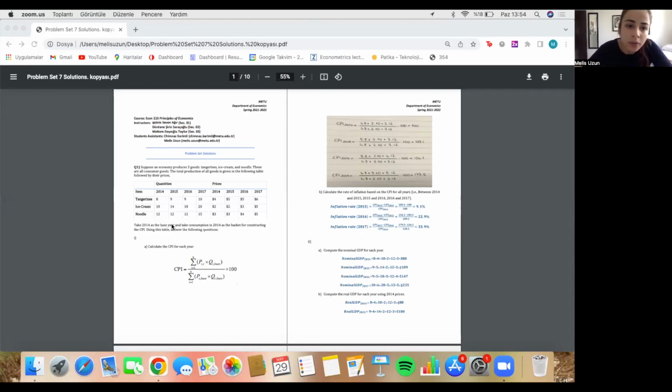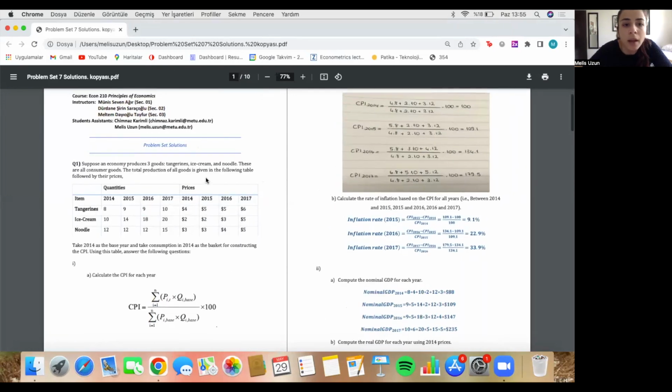The first question says that we have an economy that produces three goods. Let me make it a little bit bigger. The goods are tangerines, ice cream, and noodle. It gives us the table that has the information of their quantities and prices in the years 2014, 15, 16, and 17. It says to take 2014 as the base year, which is important information for us, and answer the following questions.